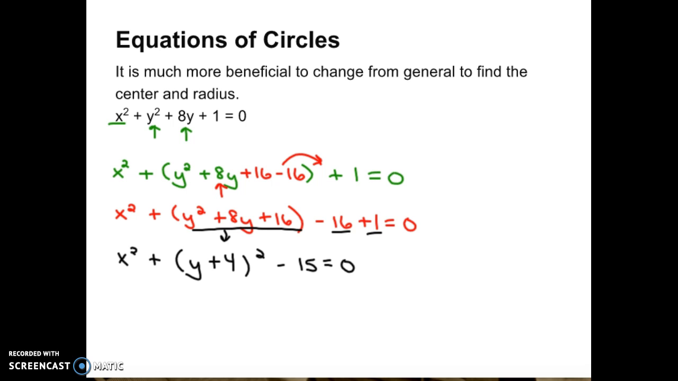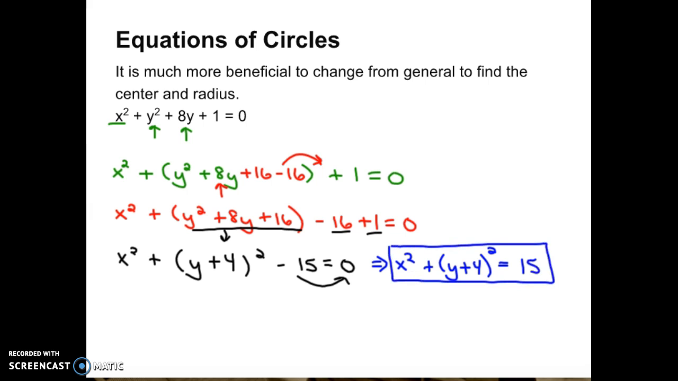Okay, so at the end, to write it in standard form, we just want to move this 15 over here. So at the end, which I'll write my final answer in blue, I really have x squared plus y plus 4 squared equals 15. Okay? And that would be your standard form, okay, that we did yesterday.